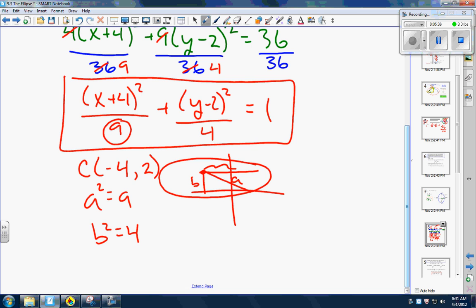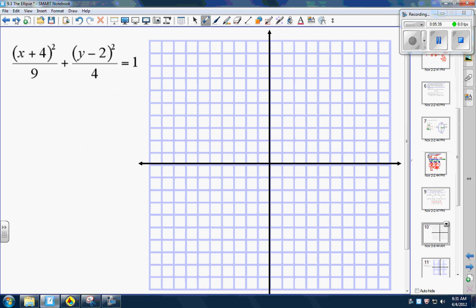All right, so let's get a better picture now. There's all the work, everything we just did. Here's where we're at now. -4, 2. Label that center. We know a squared is 9, which means a is 3. So 1, 2, 3. That's going to be a vertex. So we know it's opening up on the x. 1, 2, 3. That's going to be another vertex right there.